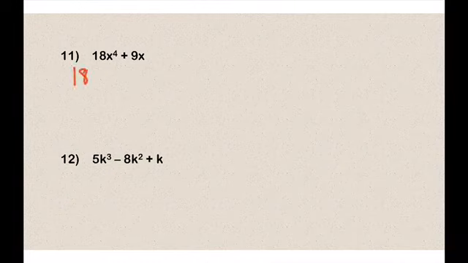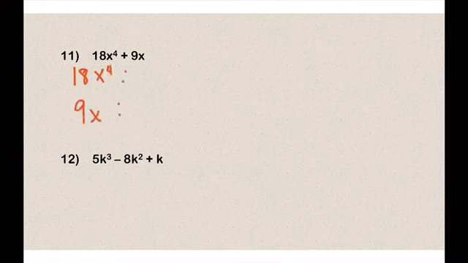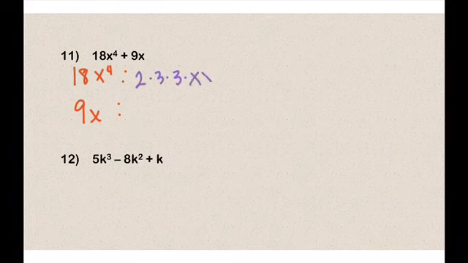Okay, 18x to the 4th power and 9x. Now once you guys get enough practice, and for some of you it'll take longer than others, you won't necessarily need to write this stuff out. When I factor, I don't need to write any of this out for myself, but I'm writing it for you because a lot of you still need to do that. You haven't had any practice yet. So 18 is 2 times 9 times x to the 4th. And 9 is 3 times 3 times x.